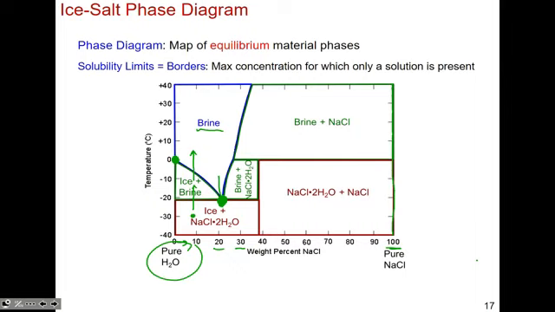Yeah, so that's a solid form. Ice would be solid, and brine is the solution, the liquid form. And then NaCl coordinated to 2 moles of H2O is in the solid form.